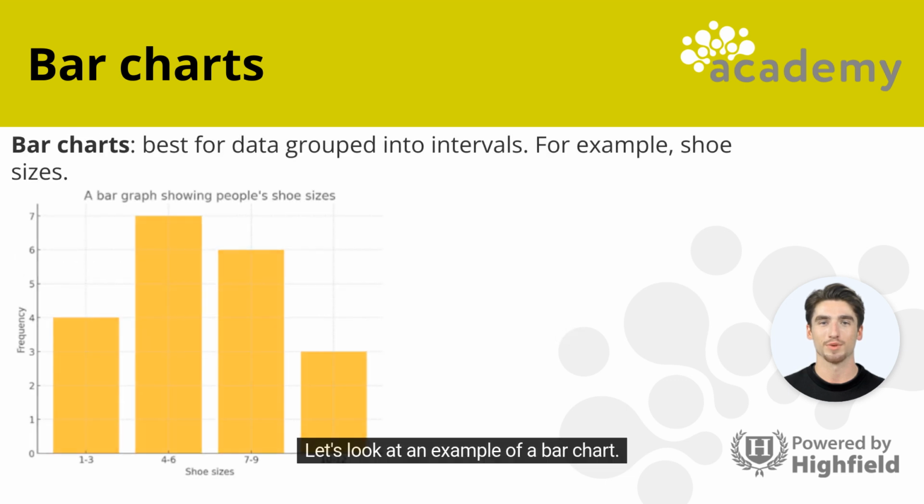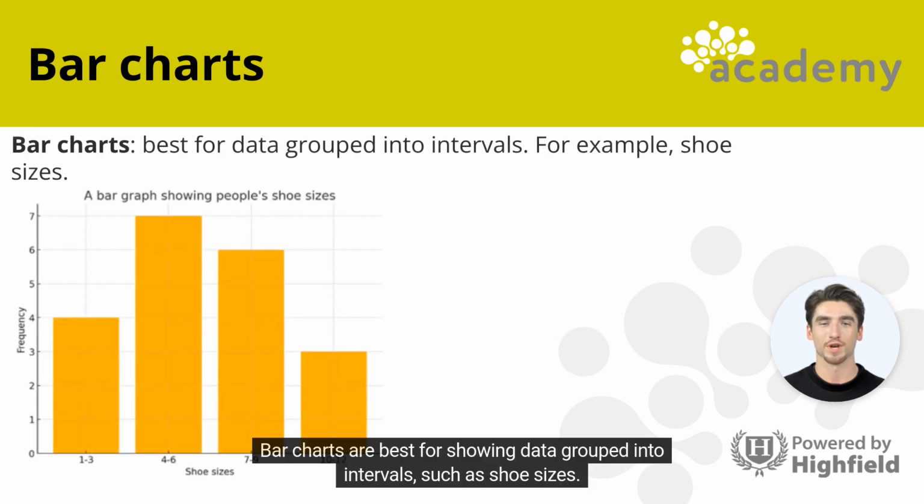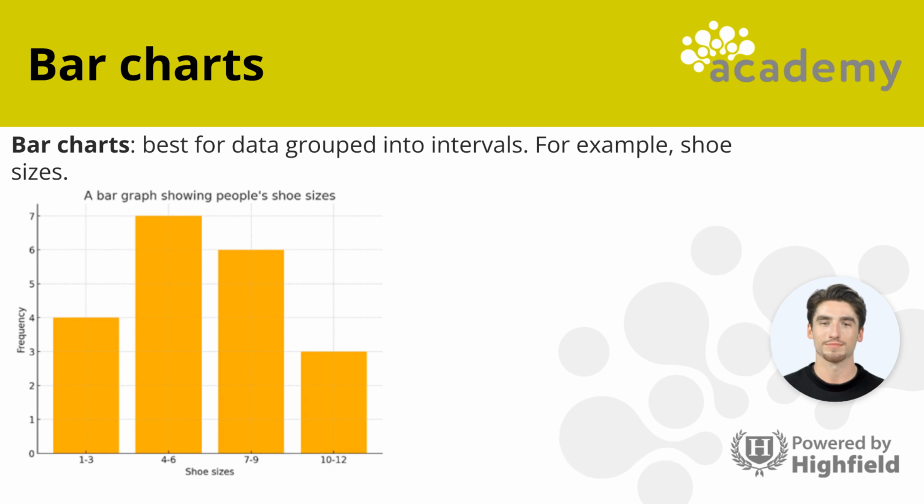Let's look at an example of a bar chart. Bar charts are best for showing data grouped into intervals, such as shoe sizes.